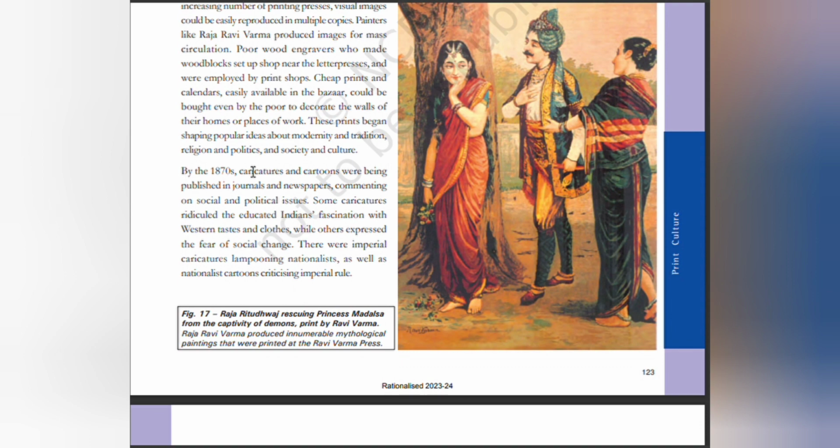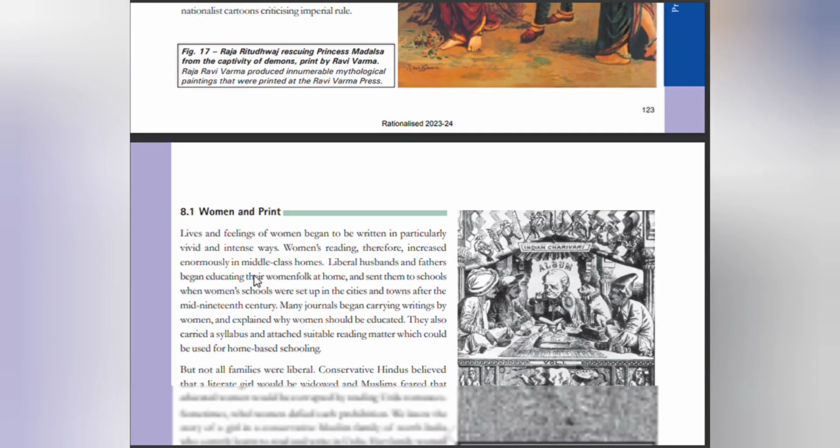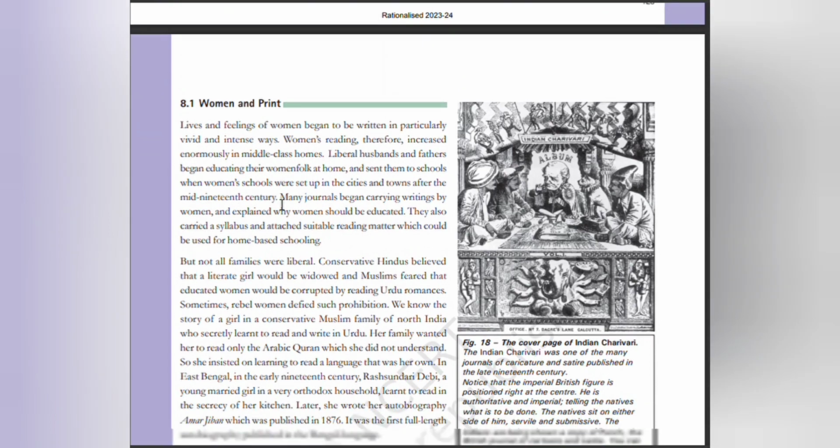By the 1870s, caricatures and cartoons were being published in journals and newspapers, commenting on social and political issues. Some caricatures ridiculed the educated Indians' fascination with Western taste and clothes, while others expressed the fear of social change. There were imperial caricatures lampooning nationalists, as well as nationalist cartoons criticizing imperial rule.